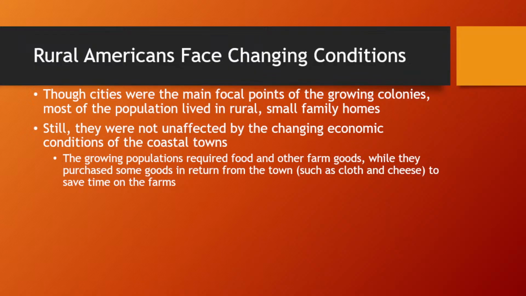So as the towns grew, and really the population overall grew, they needed food and other such farm goods, so the farms grew as well and provided these goods. Meanwhile, the farms were able to purchase goods from the towns to save time. Things like cloth and cheese that saved them a lot of time.